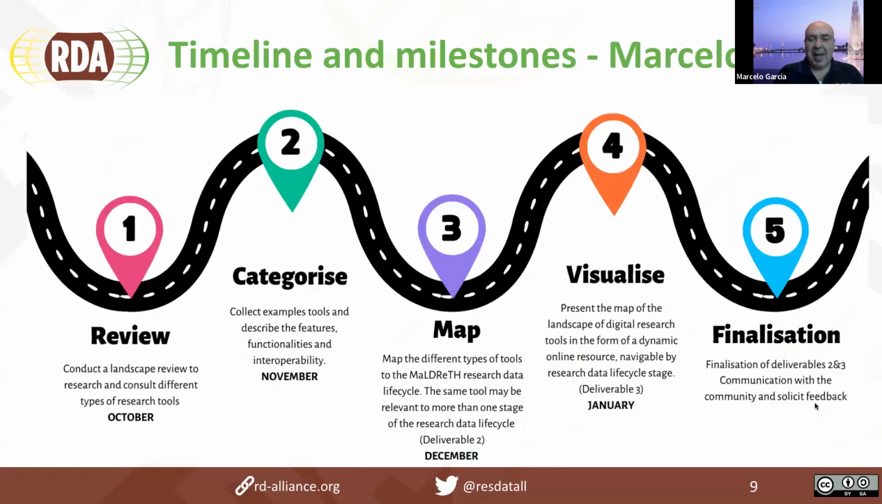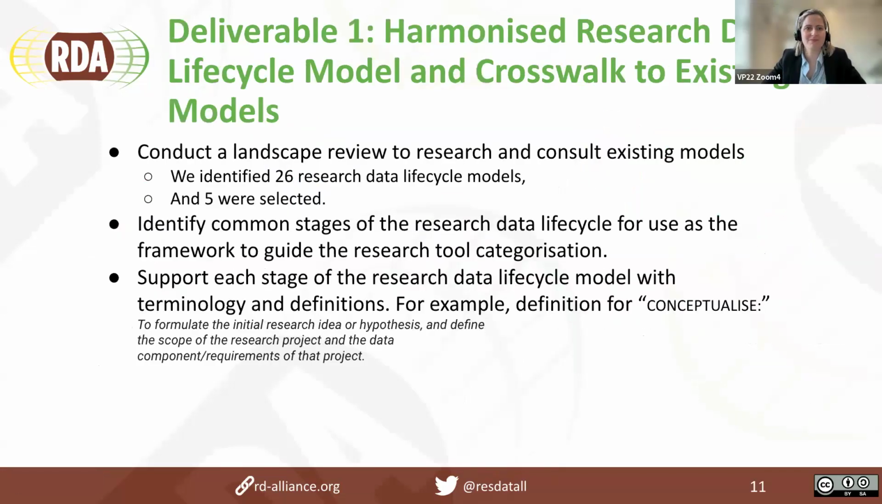Okay, so this is our map. We started in October with this review of the life cycles available. Then we categorized them, and created a unified view. Now that's the map part. There is this tool called Maldred, an interesting name, difficult to spell. Most of the work was then doing this map. And now Adam is working on this visualization. I would say we are finally in this finalization process where we're going to deliver the 3 deliverables. That's it. Thanks, Marcelo. Over to Adam.